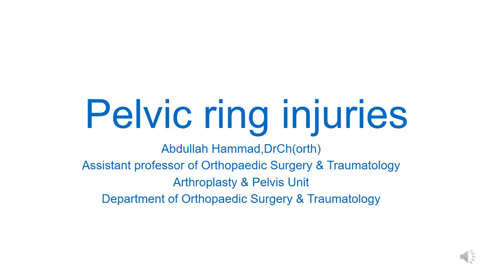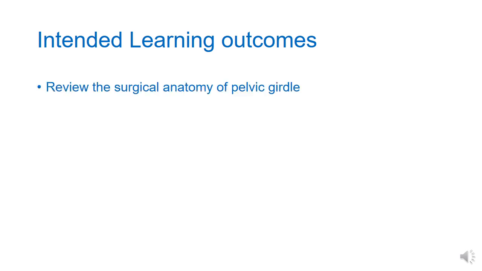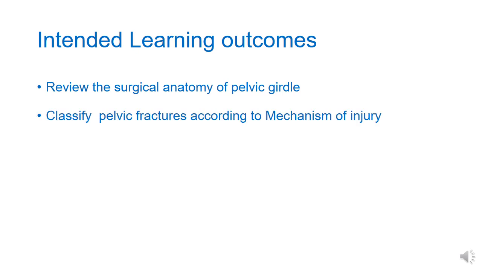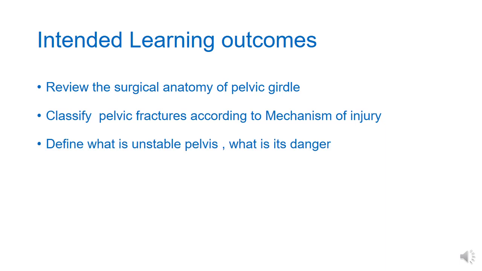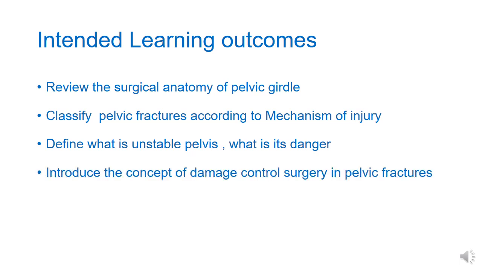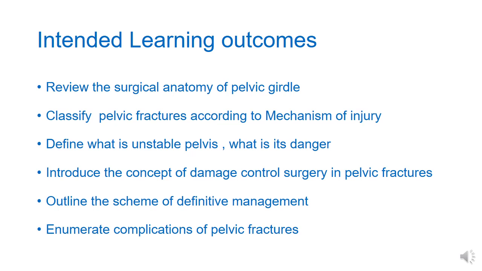Okay, today we'll discuss pelvic ring injuries. Learning outcomes will be to review the surgical anatomy of the pelvic ring or pelvic girdle, to classify pelvic fractures according to the mechanism of injury, and to define what is unstable pelvis, what is its danger, and to introduce the concept of damage control surgery in pelvic fractures, and to outline the scheme for definitive management, and lastly we will see what are the complications of pelvic fractures.